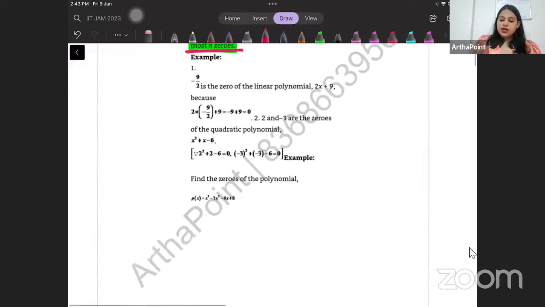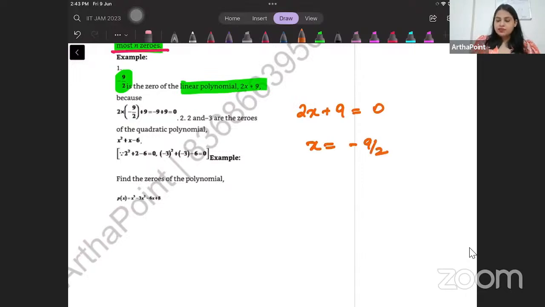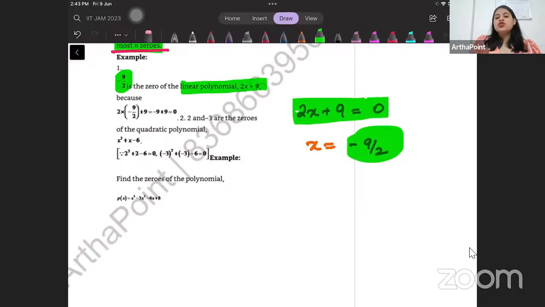Okay, now let us take another example. It says minus 9 by 2 is a zero of the polynomial 2x plus 9. When I put 2x plus 9 equal to 0, I get x as minus 9 by 2. This means that whenever x is minus 9 by 2, 2x plus 9 will come down to 0. So the zero of the polynomial is minus 9 by 2.